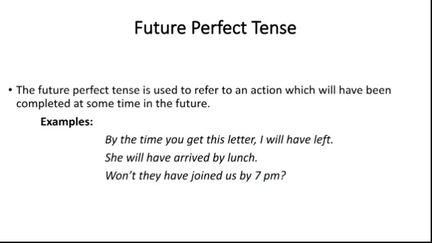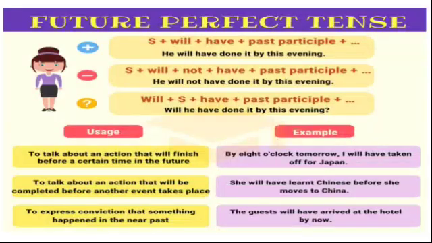Okay, we use this tense, students, when we talk about something that will have been completed, जो होगा, हुआ नहीं है, future में होगा. So for that we use future perfect tense. Okay, she will have arrived by lunch, मतलब वो आ जाएगी. She hasn't come yet, she will have arrived by lunch. Okay, so this is where we use future perfect tense.